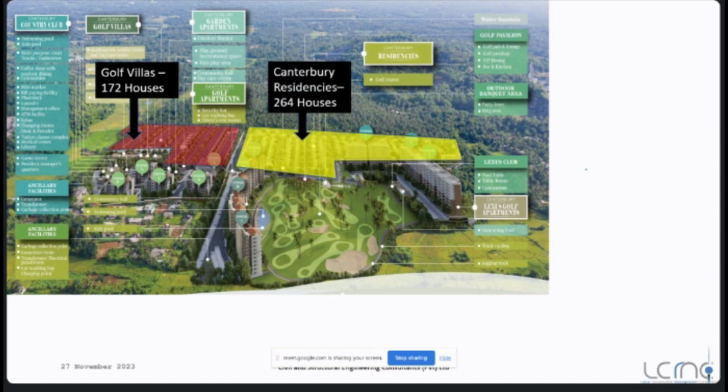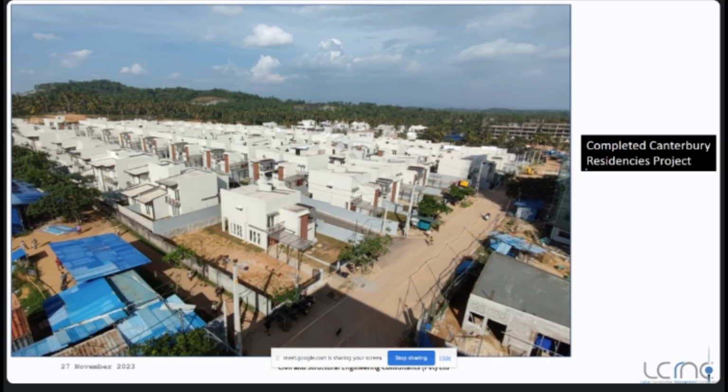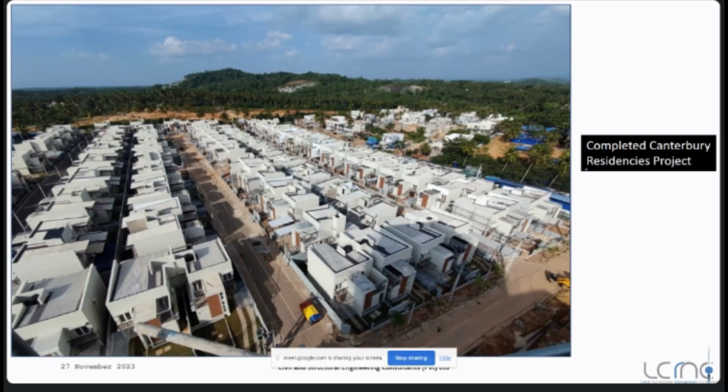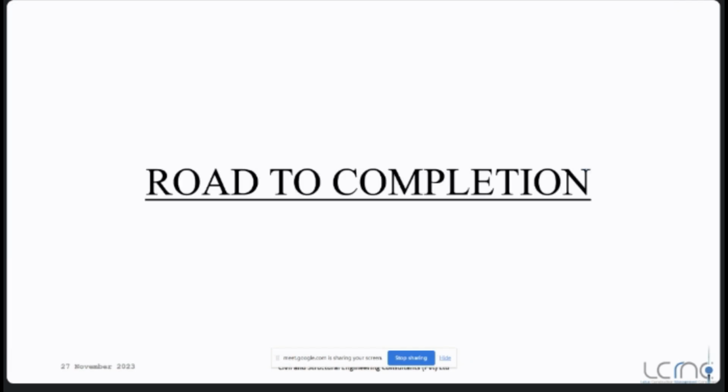Then this is the situation now. We have completed the residencies project, as you can see in this image. Now we have moved to the villas site. We are doing the construction of villas, and we are at the level of completion of the villas. We are rapidly doing the construction works. Hopefully you can actively engage in a positive manner.